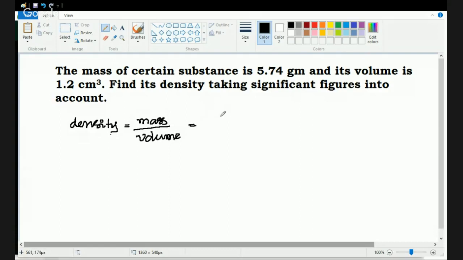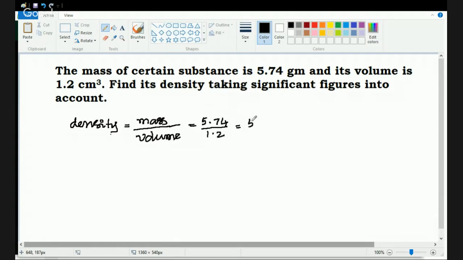While dividing or multiplying, you must take care of significant digits. The least number of significant digits is 2, in 1.2. The other should be rounded off to 3. Already only 3 are there, so nothing you have to do. 5.74 by 1.2, do that. Then how much are you getting?